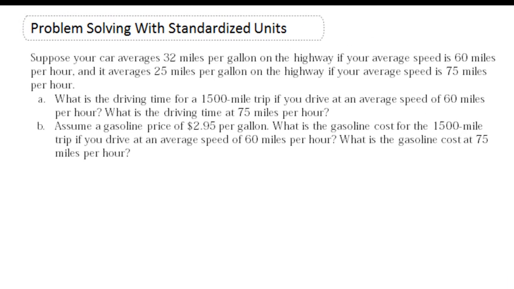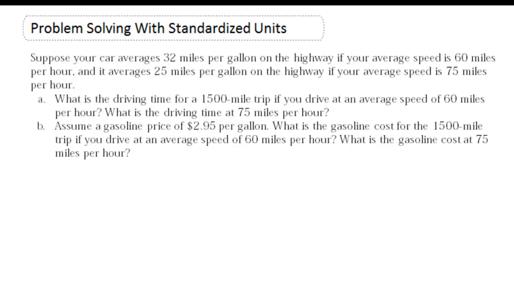So pretty practical. Suppose your car averages 32 miles per gallon on the highway if your average speed is 60 miles per hour. And it averages 25 miles per gallon on the highway if you have an average speed of 75 miles per hour. That should make sense because if you're driving faster, your engine's working harder, so it's burning more fuel, not quite as efficient.